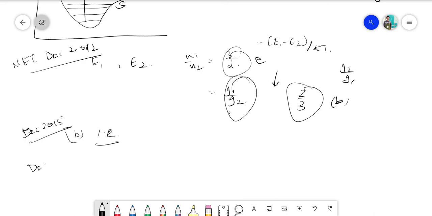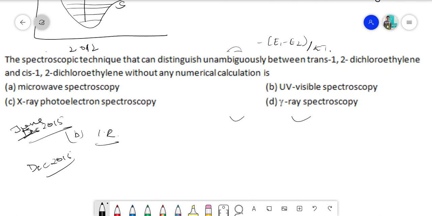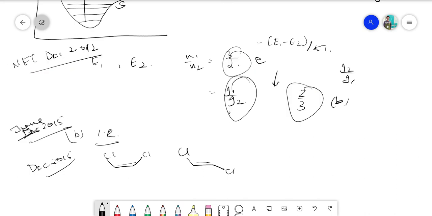Another question came in the next NET, and the question says, the spectroscopic technique that can distinguish between cis and trans dichloroethylene. So what is the difference in both the cases? There will be a difference in the dipole moment. This will have zero dipole moment. This will have some dipole moment. This will have zero dipole moment. So microwave should be the answer.